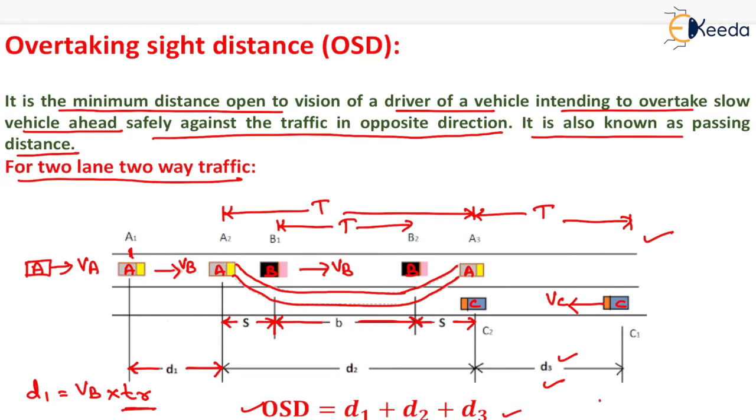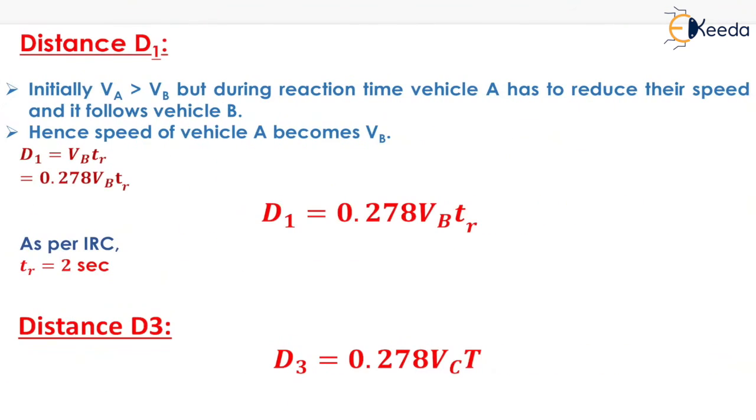Similarly, the distance D3 will be equal to VC into capital T, that is the speed of vehicle C multiplied by the time taken by vehicle C to move from C1 to C2, and D2 will be equal to b plus 2S. For distance D1, initially VA is greater than VB, but during the reaction time vehicle A has to reduce its speed and follow vehicle B, which we had already seen. Hence the speed of vehicle A becomes VB.